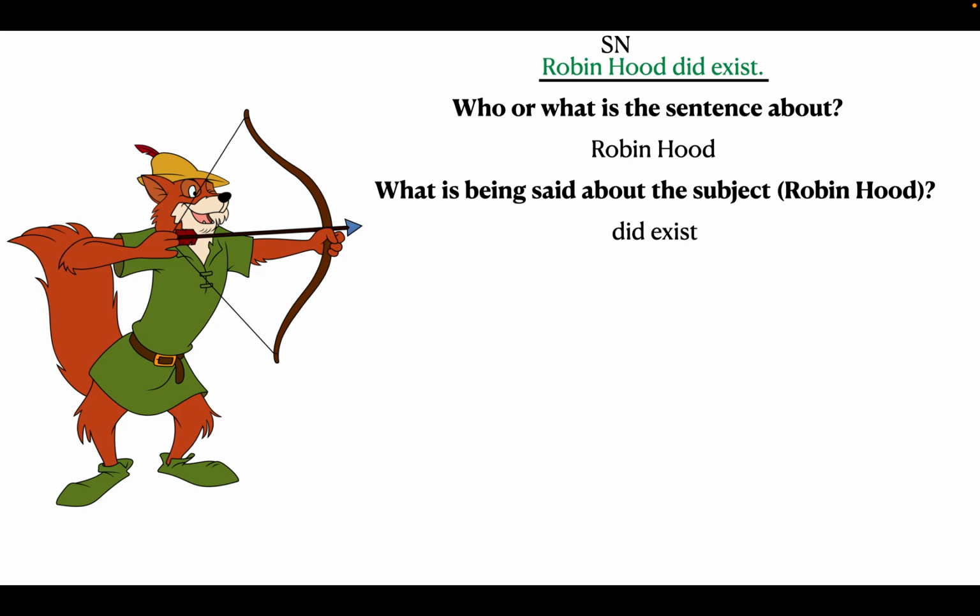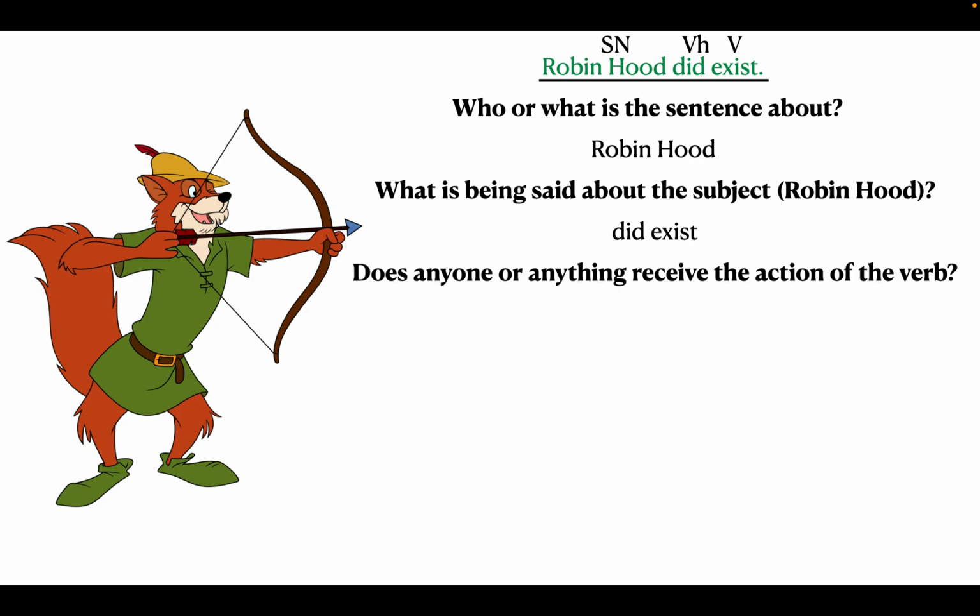Did exist. Okay, so we have two verbs. So we're going to label both did and exist with a V. Since we have two verbs, we know that one is a helping verb. Which one is a helping verb from our list? That's right, did. Okay. Does anyone or anything receive the action of the verb? No. So we have an intransitive verb.